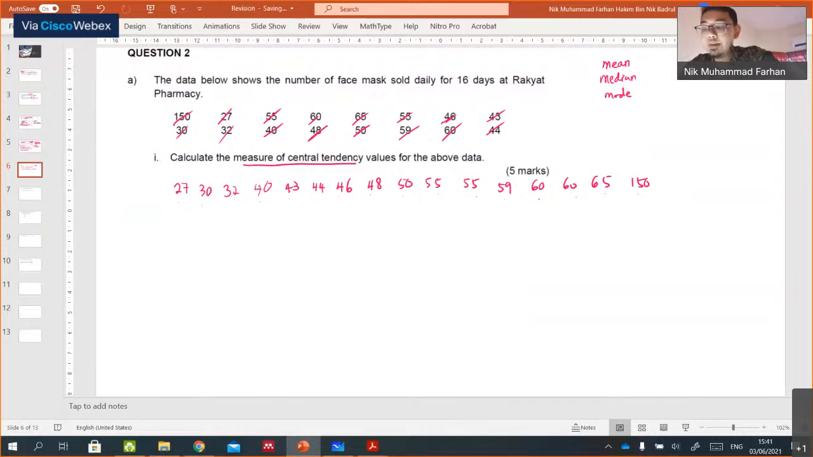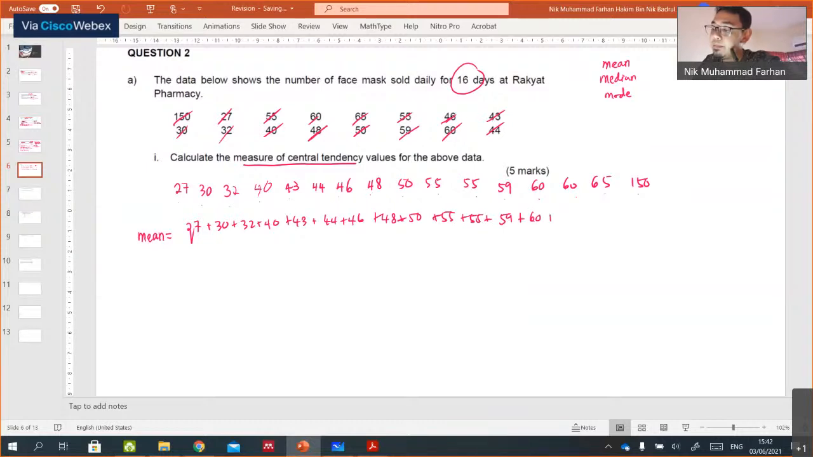Alright, after you have this, you can calculate the mean, right? To calculate the mean, what you need to do is add everything and then divide by n, which is 16. Show the working. Show 27 plus 30 plus 32 plus 40 plus 43 plus 44 plus 46 plus 48 plus 50. If you don't show this working, there are no marks. Okay, 55 plus 55 plus 59 plus 60 plus 60 plus 65 plus 150. After you do this, divide with 16.